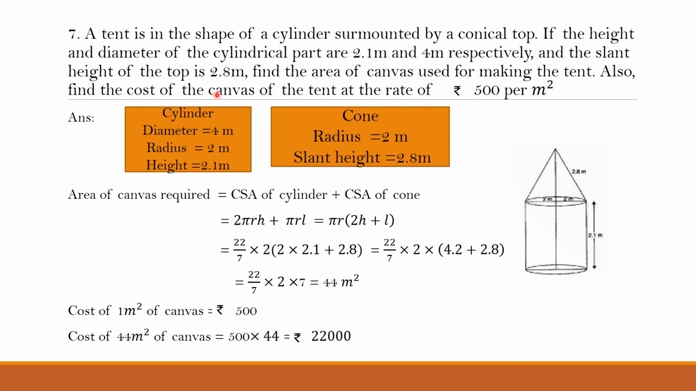To find the cost of the canvas at the rate of rupees 500 per meter square, we can write cost of 44 meter square of canvas will be 500 into 44 is equal to 22,000 rupees.